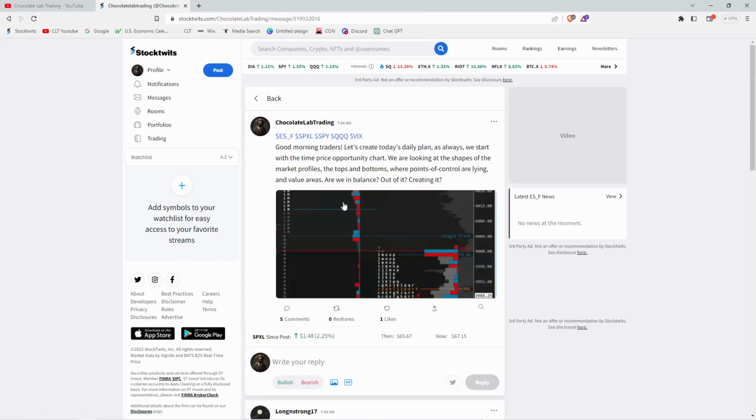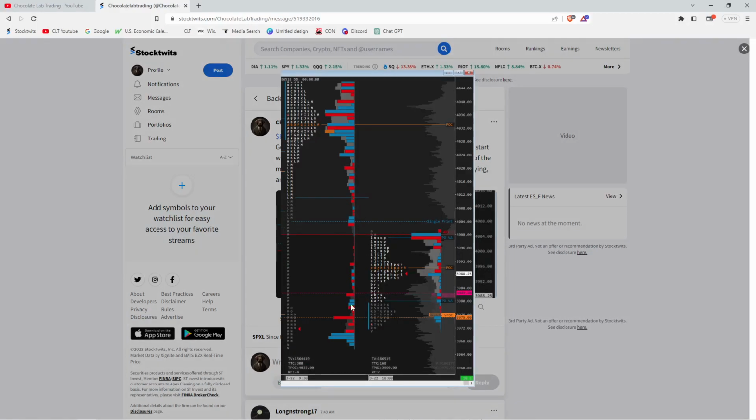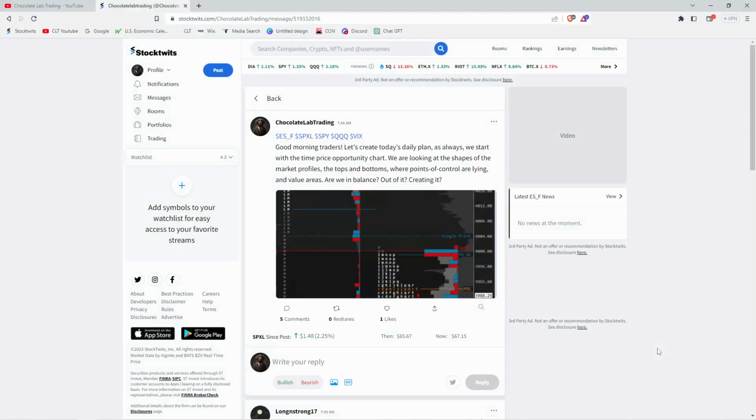So as I usually say, let's create today's daily plan. As always, starting with the time price opportunity chart, also called market profile charts. What are we looking at? We're looking at the shapes of the overall profiles. We're looking at the tops of the profiles, the bottoms of the profiles, where value area lows are, point of controls are, and value area highs.